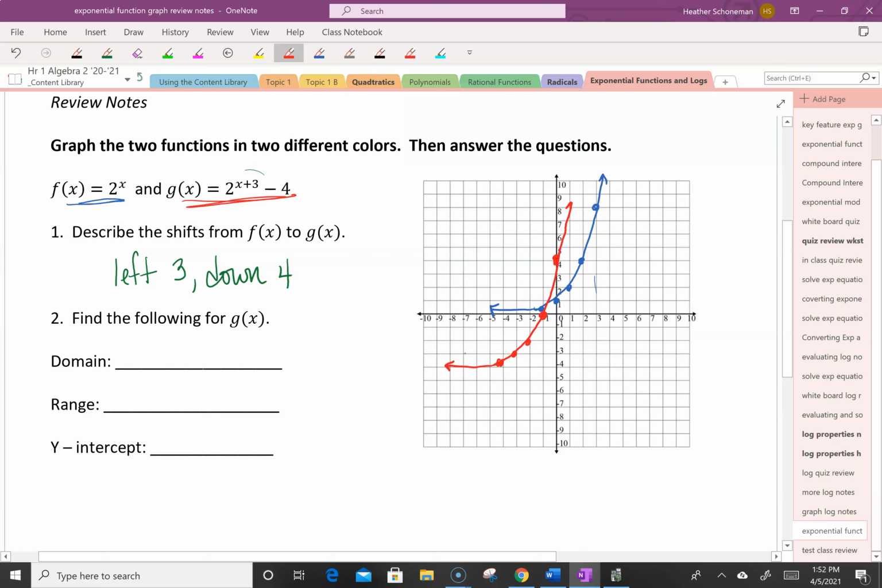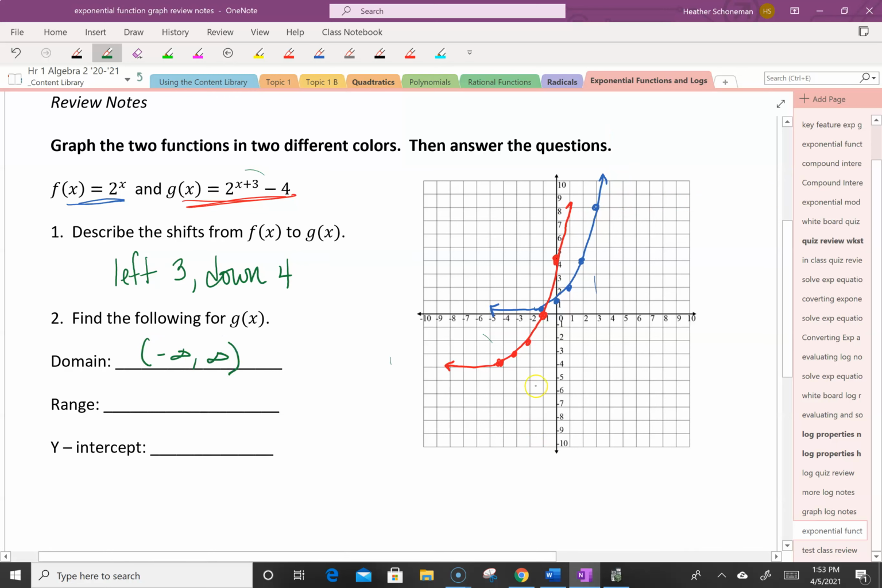Now, notice that these graphs, unlike the log, have a horizontal asymptote. So the blue one is approaching 0, and the red one is approaching -4. So it's on the y, not on the x, like it was with the logs. So for the domain is the x values. We go left to right. Well, to the left, out here, has all of these values, and to the right, even though it's going up, it's still moving over to the right, so we have all of these values. So our domain is -infinity to infinity.